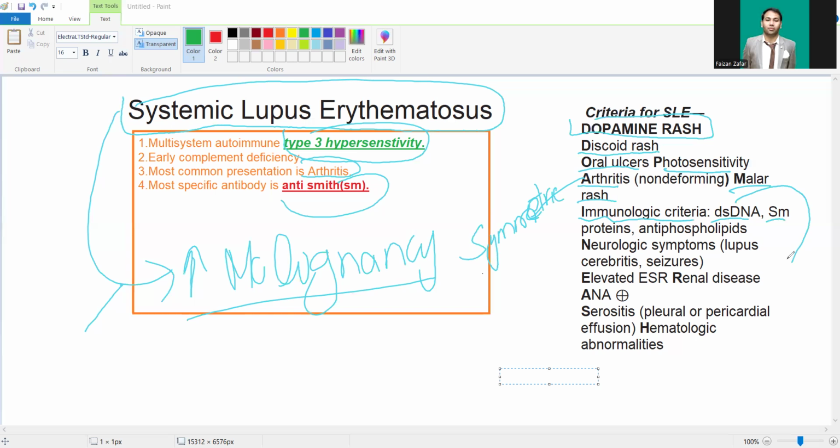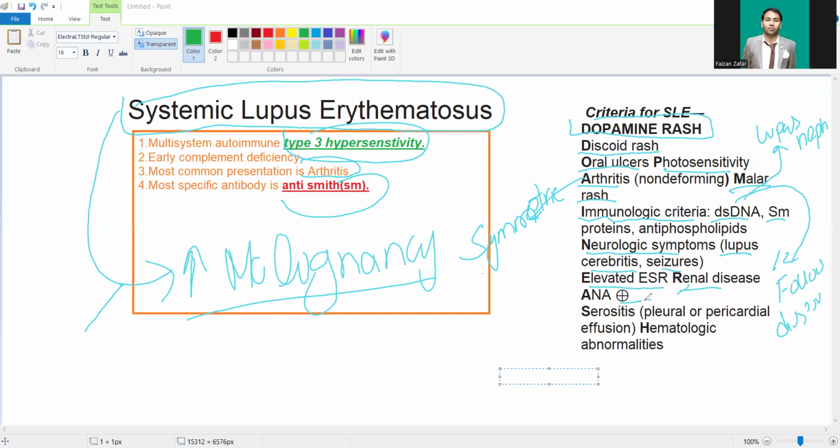The anti-dsDNA is basically the antibody that is used to follow the disease activity, and it is also used for the development of lupus nephritis. Then neurological symptoms, that is lupus cerebritis, severely elevated ESR, and renal disease.